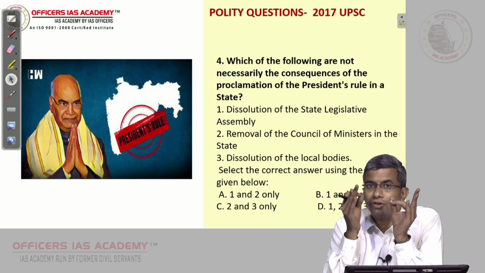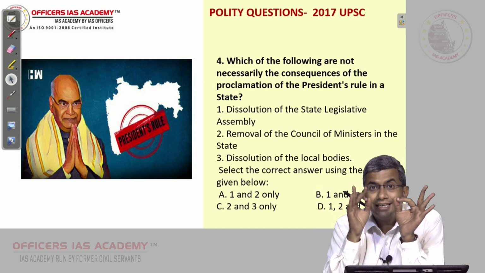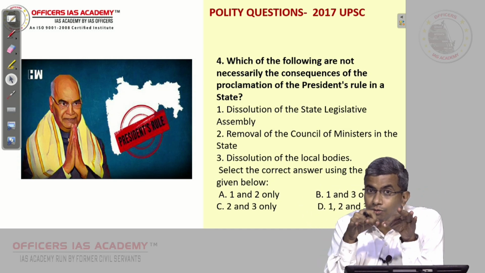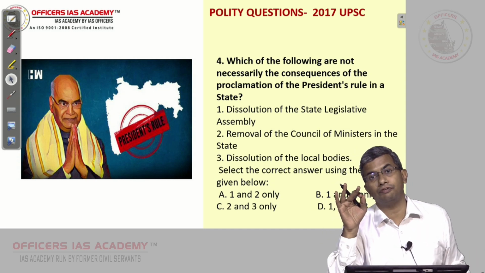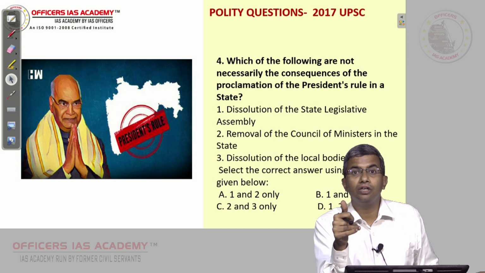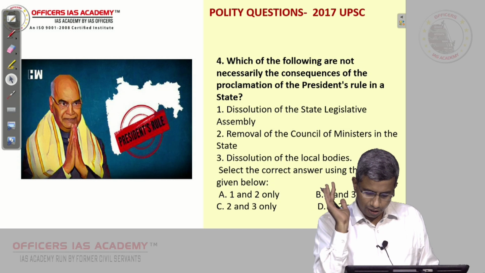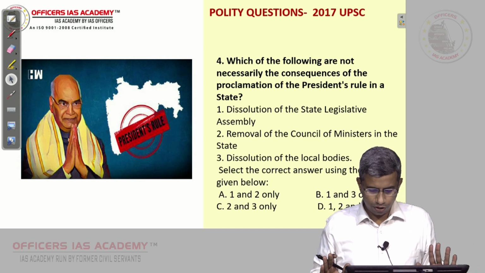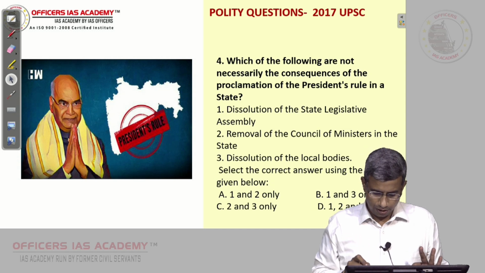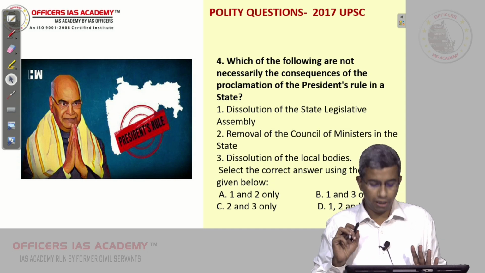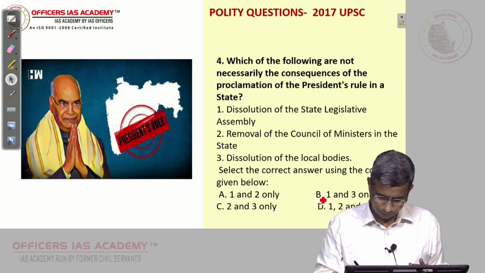The first and foremost, there are certain things which will compulsorily happen. There are certain things which may or may not happen. So what is the question? Which is not necessarily a consequence of President's rule under Article 356. So first, dissolution of state legislative assembly, removal of the Council of Ministers in the state. Now, if you look at it, removal of the Council of Ministers in the state is not there in option B. So clearly option B is out, isn't it?